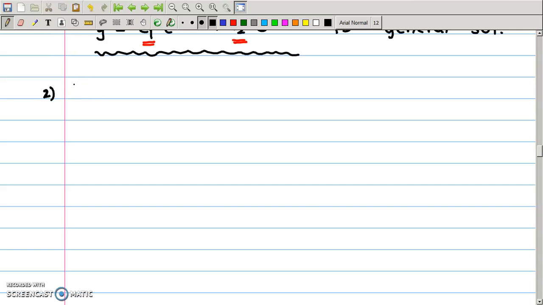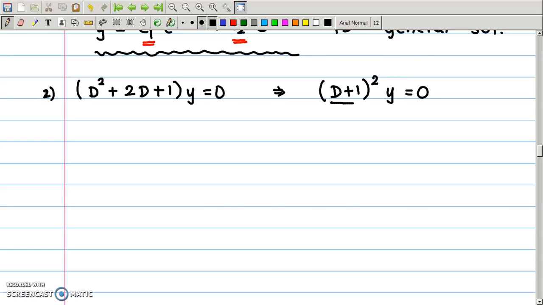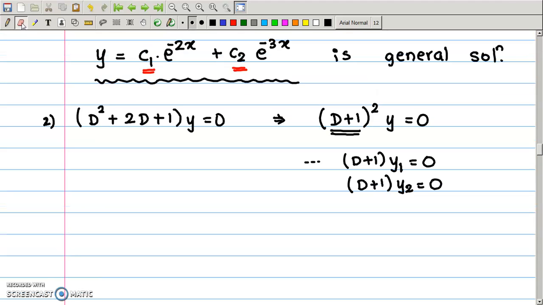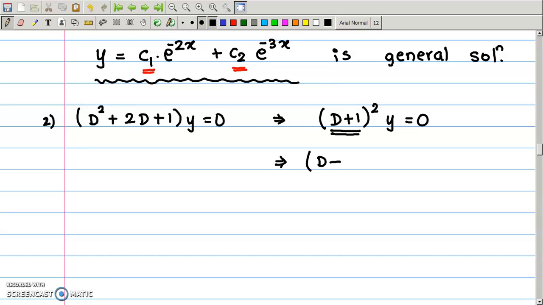Suppose my differential equation is (D square plus 2D plus 1) y equal to 0. That is, it is (D + 1) bracket square y equal to 0. So we have a real but repeated root. Then how to deal with this? So we take the linear factors of this polynomial. So we can rewrite it as (D + 1)(D + 1) y equal to 0.